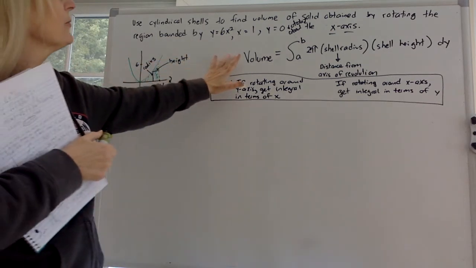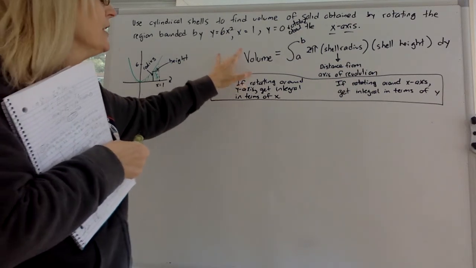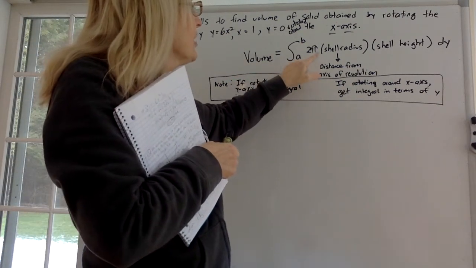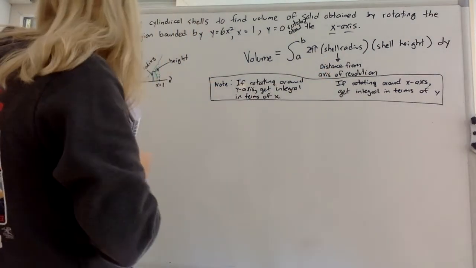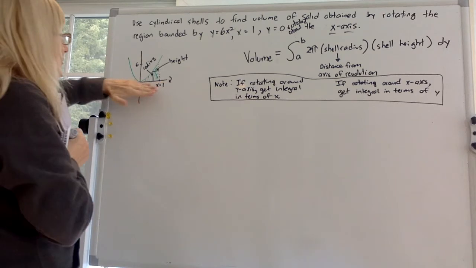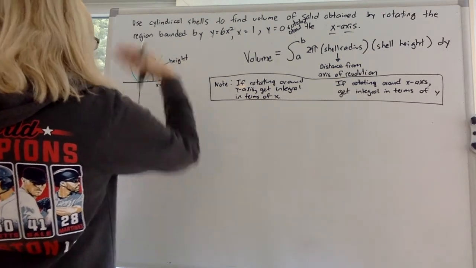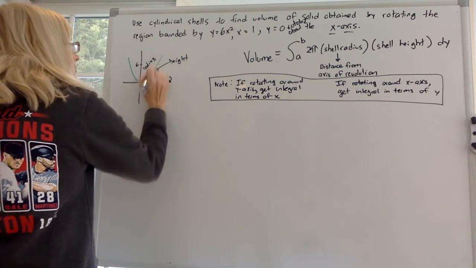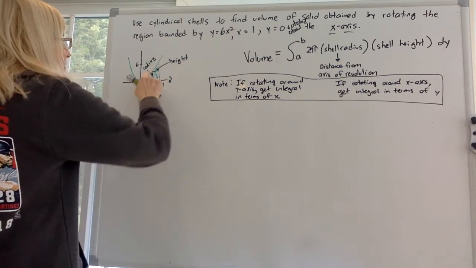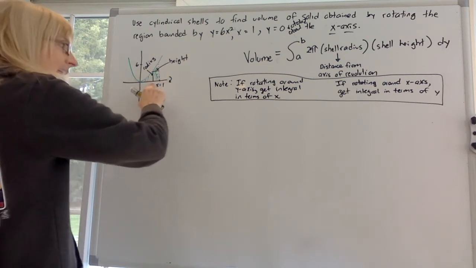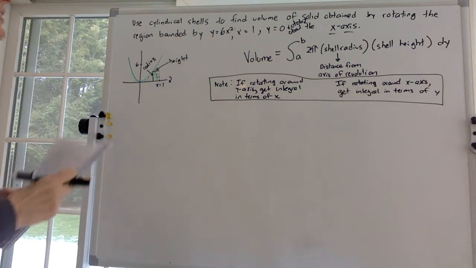I wrote down the formula for using cylindrical shells in order to find volume. And I noted that I always have to remember the shell radius is the distance from the axis of revolution. So the axis of revolution is the x-axis, so if we're rotating it this way around the x-axis, the radius is right here. That's the radius of the shell. It's the distance from the curve to the axis of revolution. The height, we've got to figure out the height.